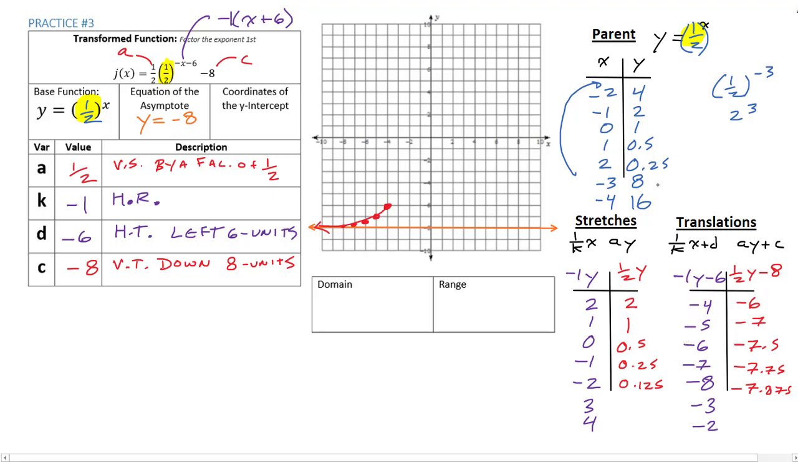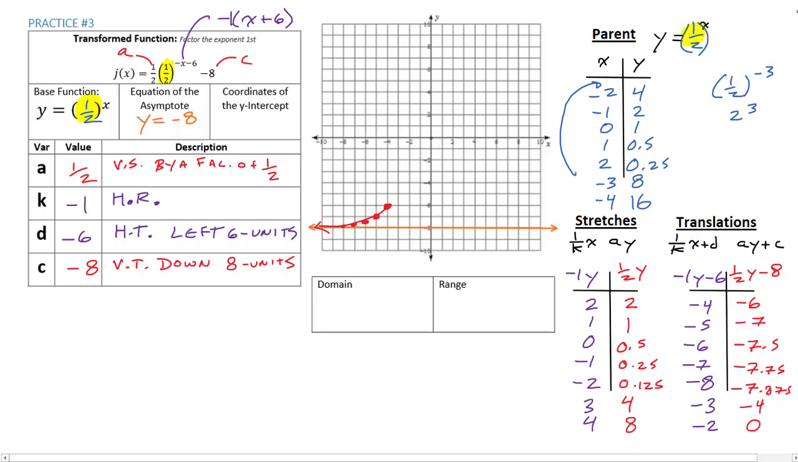All right, and what are we going to do? Multiply all the y coordinates by 1/2. So 8 times 1/2 is 4. 16 times 1/2 is 8. And then we subtracted 8 from them. So 4 minus 8 is -4. 8 minus 8 is 0. Okay, so that gives me a couple more points.